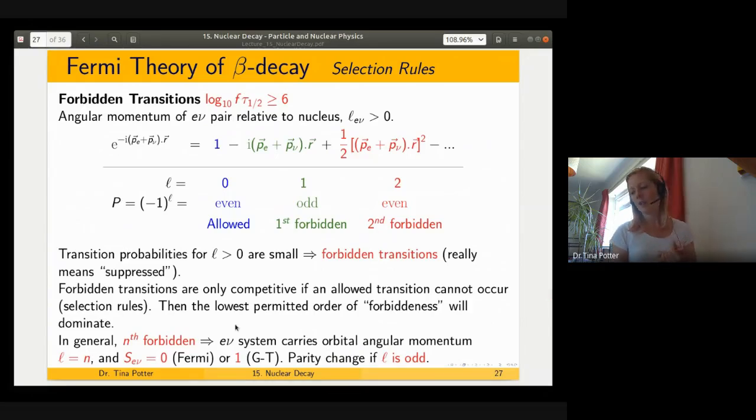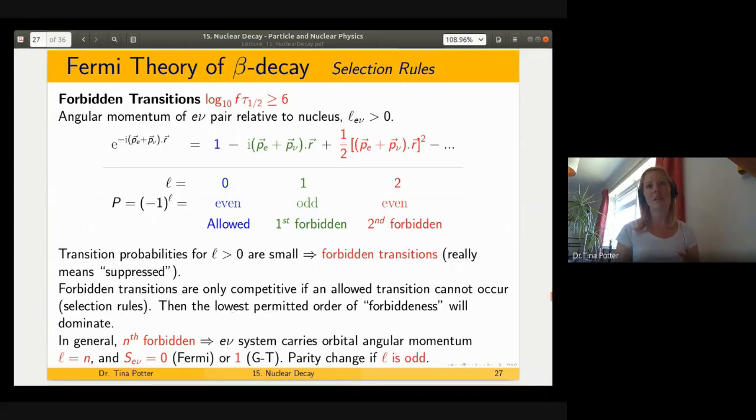So those were the allowed transitions, Fermi or Gamow-Teller allowed transitions. Next, let's have a look at our forbidden transitions. And we're going to attribute these to when the electron and neutrino are given off with some non-zero angular momentum, and that will suppress the decay. So these, we call them forbidden transitions, but they're not forbidden. They're just suppressed with respect to the L equals 0 transitions.